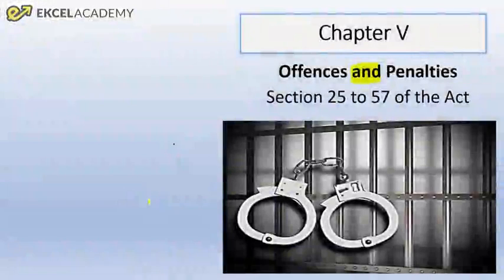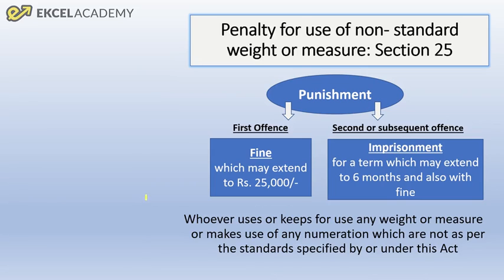We will come to Chapter 5, Offences and Penalties. That is Section 25 to 57 of the Act, which forms a very big part. First thing is, what is the penalty for non-standard weight and measure? Section 25. Before we come, there are many things.